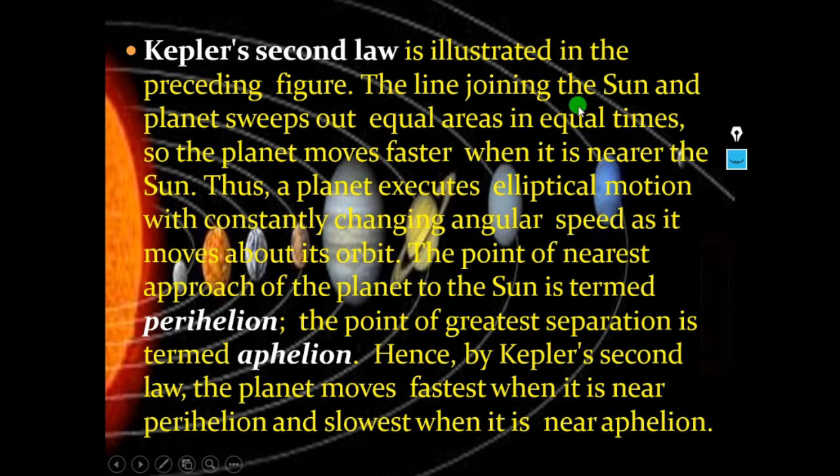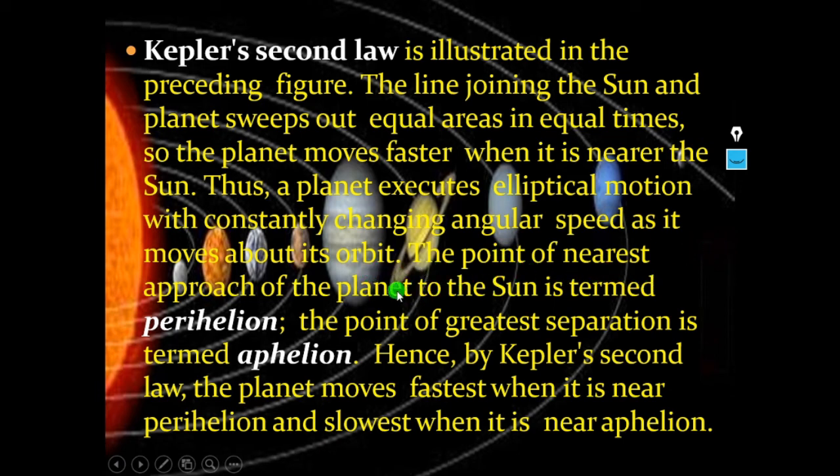Kepler's second law is illustrated in the preceding figure, which we have seen above. The line joining the Sun and the planet sweeps out equal areas in equal times. So the planet moves faster when it is nearer the Sun. Thus a planet executes elliptical motion with constantly changing angular speed. Speed is changing means angular speed is also changing because it is rotating, so the angular speed changes as it moves about its orbit.